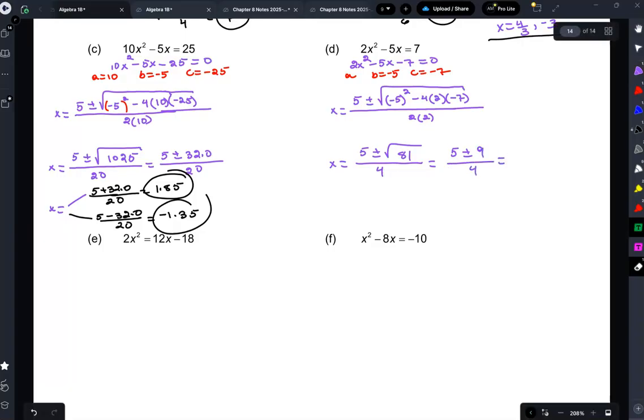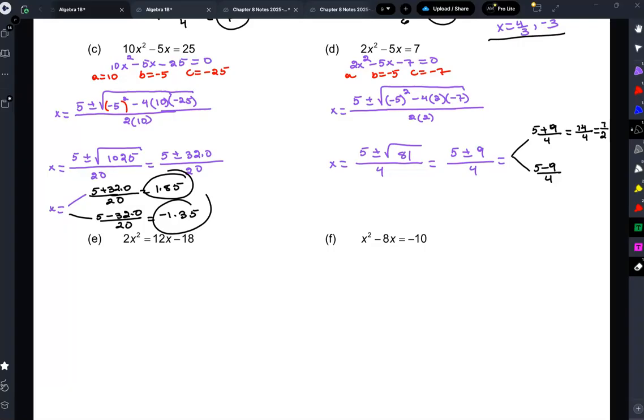And guess what? I can actually do this by hand. Right? Because 5 plus 9 over 4, 5 minus 9 over 4. What's 5 plus 9 these days? 14 over 4. What's that? 7 over 2. What's 5 minus 9? Negative 4 over 4, negative 1. So x is 7 over 2, x is negative 1. Do you see how we were able to do that without the calculator? So it is possible to do it without the calculator, right?